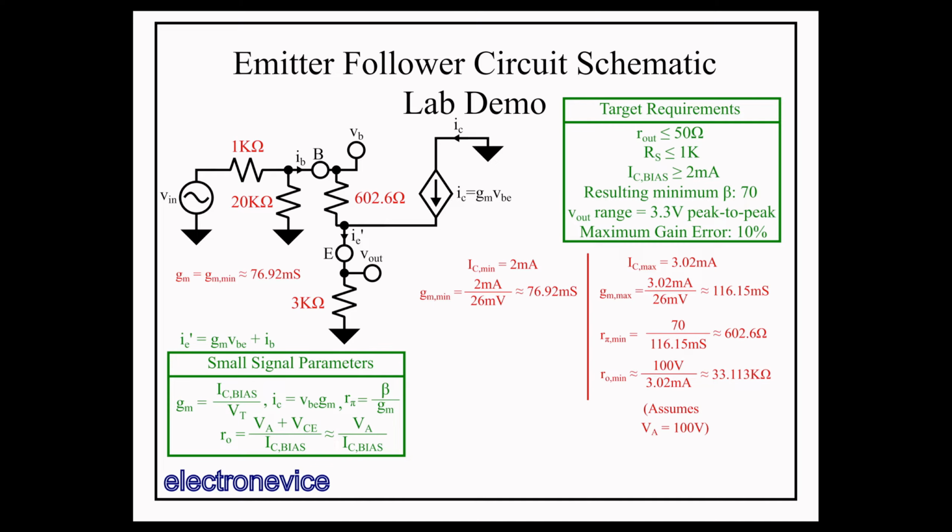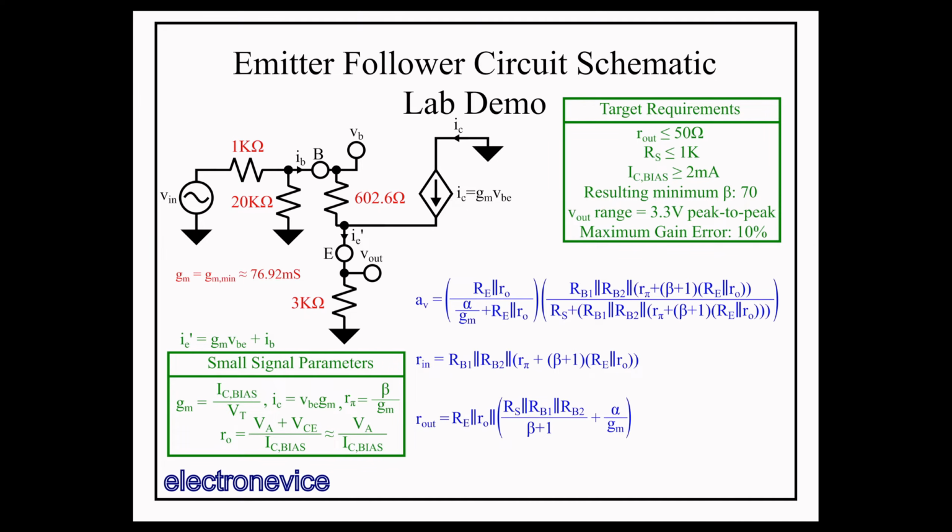Note that while I used the maximum collector current for R-pi and RO, I'm using the minimum collector current for the transconductance gm, as it will be used in other equations from now on. This should produce a mostly conservative worst-case estimate for both gain and output impedance, and will increase the probability that the design will succeed. So with these values, let's calculate the three central small signal parameters: gain, input resistance, and output resistance, using these equations we derived from the previous episode.